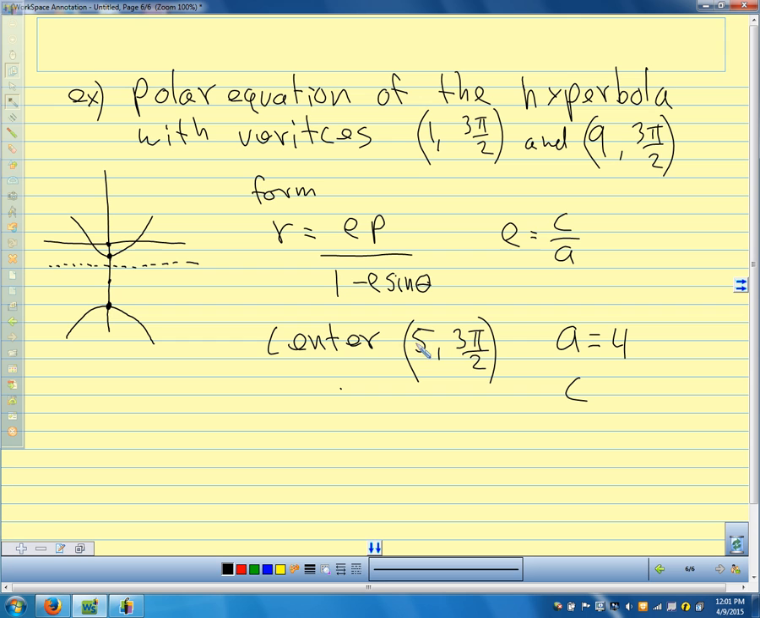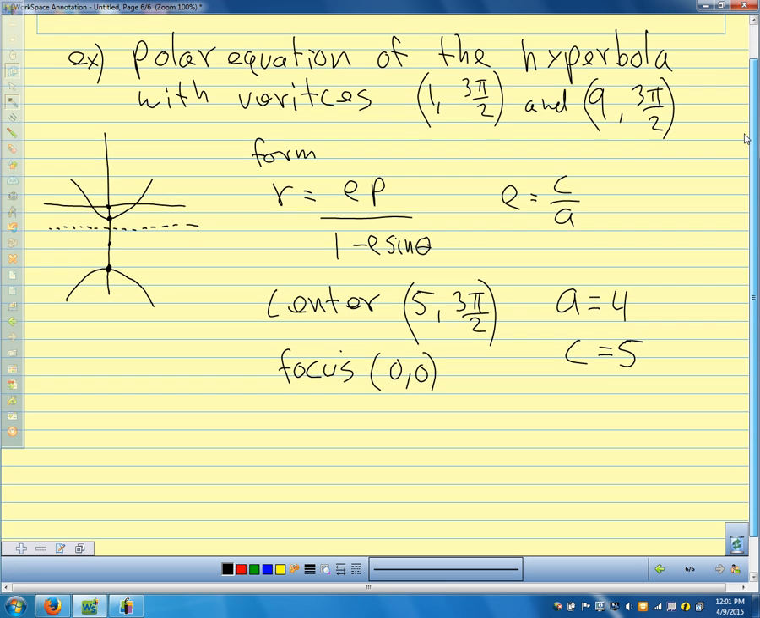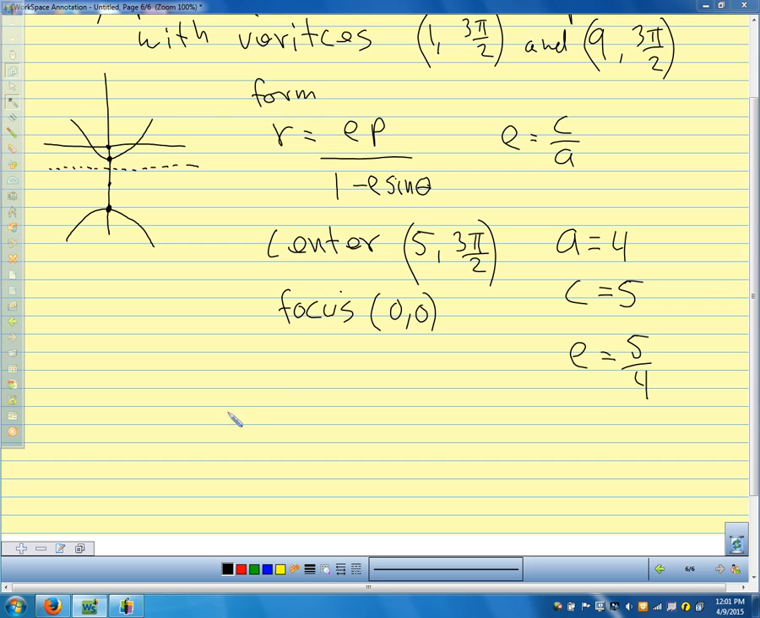And C, from the center to the focus? 5. Because the focus is at 0, 0. One focus is at 0, 0. So that's another nice thing about the work that we do with polar equations, conics, is that one focus is always at the pole. All right, so our eccentricity is 5/4. So now we can write r equals (5/4)p over 1 minus 5/4 sine theta.